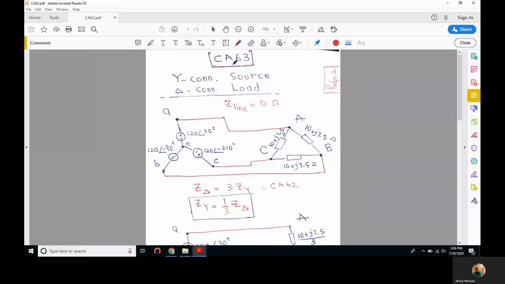Welcome to lecture number 63. In this lecture, we will study Y-connected source and a delta-connected load arrangement.